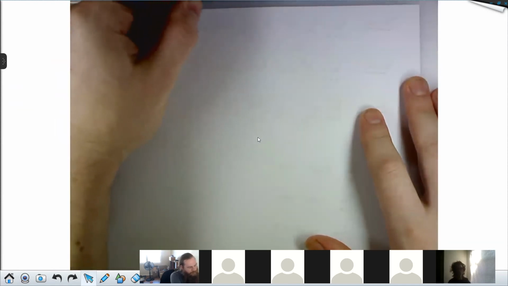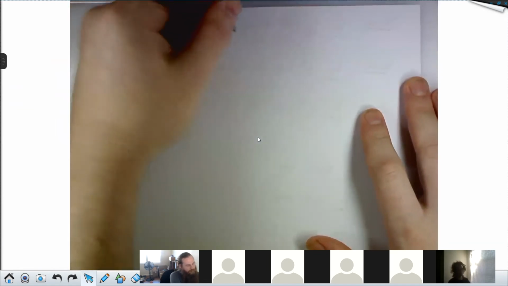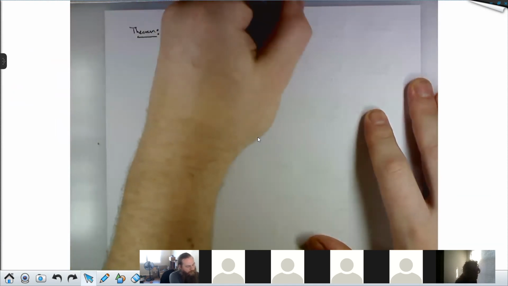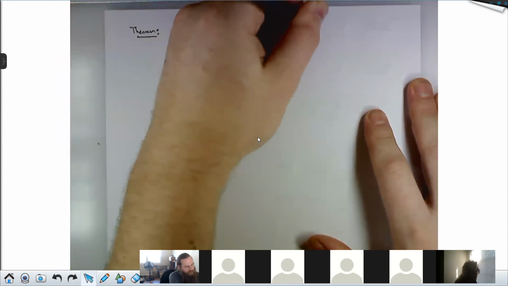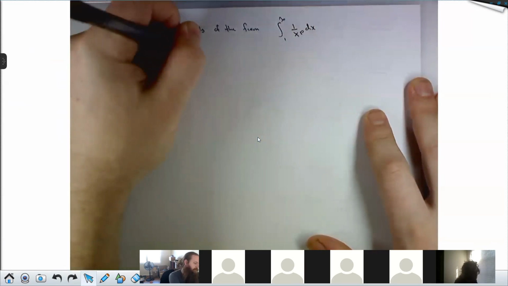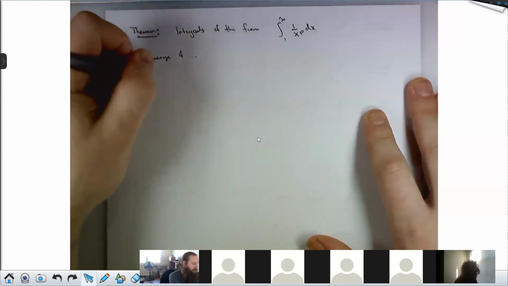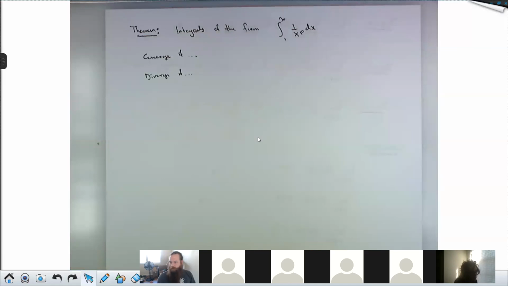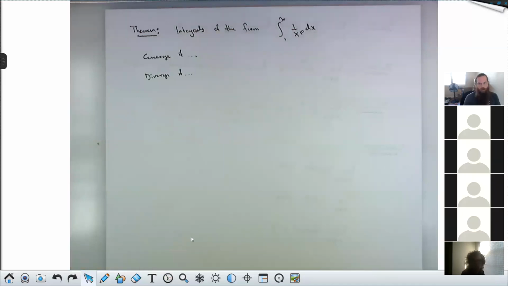Integrals of the form the integral from 1 to infinity of 1 over x to the p dx converge if something is true and diverge if something else is true. These are called p integrals. We will investigate them carefully at the start of class on Thursday. The other thing we're going to do on Thursday is learn how to work with type 2 integrals, which are integrals where the height is infinite.